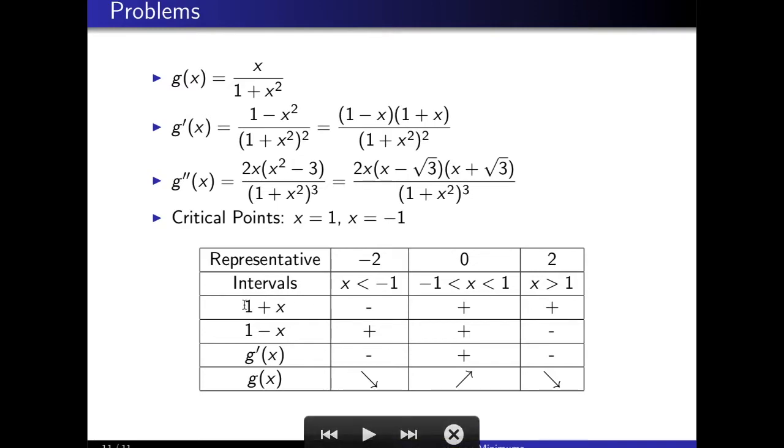And when we do that, we see that 1 plus x will be negative to the left of minus 1, 1 minus x will be positive, so our derivative will be negative there, the function is decreasing. In between -1 and 1, such as x equals 0, both of the factors will be positive, so our function will be increasing. And then when we move to the right of 1, we see that our function will be decreasing over there.